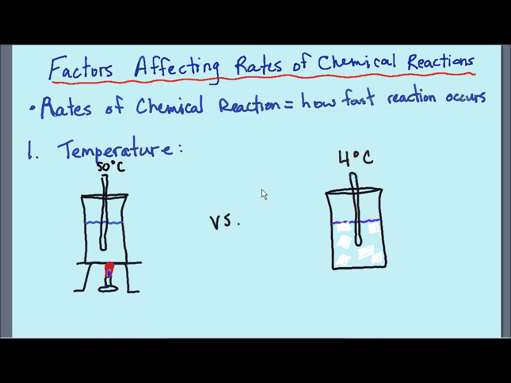Hello everyone. Today we're talking about the factors that affect the rates of chemical reactions. So we're talking about how fast a reaction goes or how slow a reaction goes, and the things that contribute to it going either fast or going really slow. There are four main factors that are going to contribute to the rate of a chemical reaction.